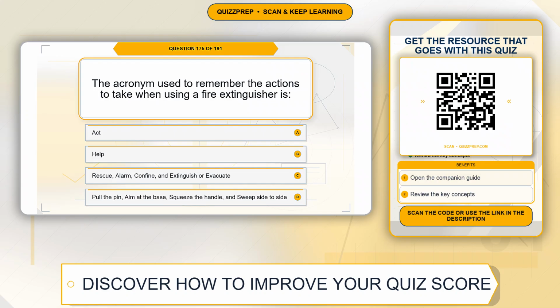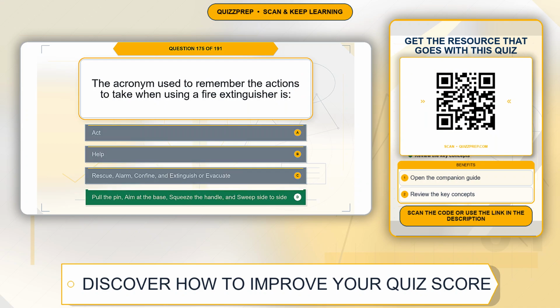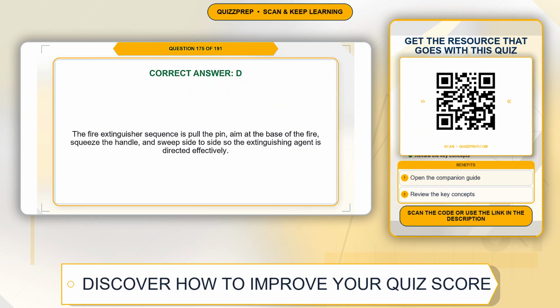Question 175. The acronym used to remember the actions to take when using a fire extinguisher is: Option A, ACT. Option B, HELP. Option C, rescue, alarm, confine, and extinguish or evacuate. Option D, pull the pin, aim at the base, squeeze the handle, and sweep side to side. The correct answer is option D, pull the pin, aim at the base, squeeze the handle, and sweep side to side. Explanation. The fire extinguisher sequence is: pull the pin, aim at the base of the fire, squeeze the handle, and sweep side to side so the extinguishing agent is directed effectively.